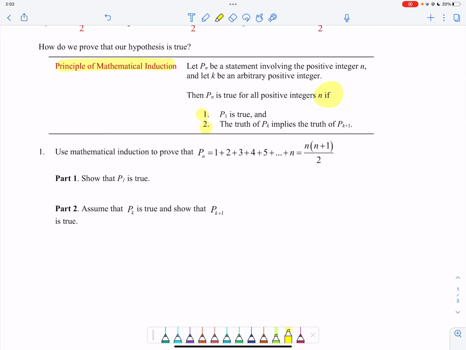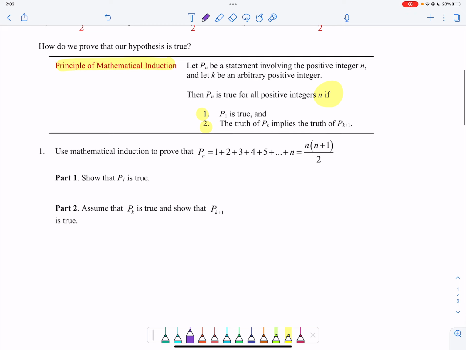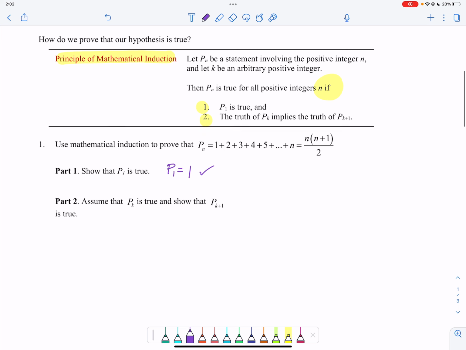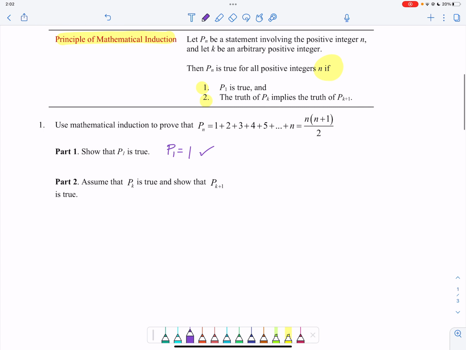So in number 1, they've asked us to use mathematical induction to prove that P sub n is equal to n times n plus 1 over 2. In part 1, we want to show that P sub 1 is true, and P sub 1 is equal to 1. In part 2, we're going to assume that P sub k is true, and then we're going to show that P sub k plus 1 is also true.